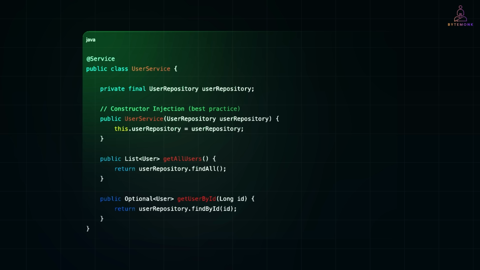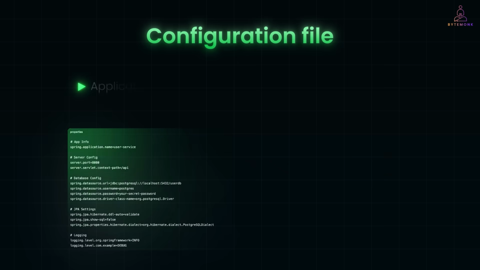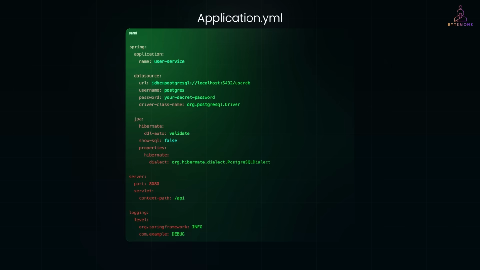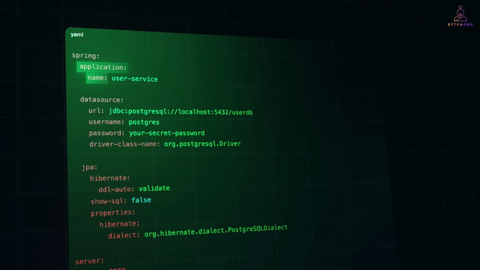Another way Spring Boot simplifies development is by using a simple configuration file, application.properties or application.yml. Let's quickly look at how configuration works in Spring Boot using the application.yml file. This YAML file defines everything your app needs to run smoothly in a real-world environment. At the top, it specifies the application name, helpful when you're working with logging, distributed systems, or config servers.